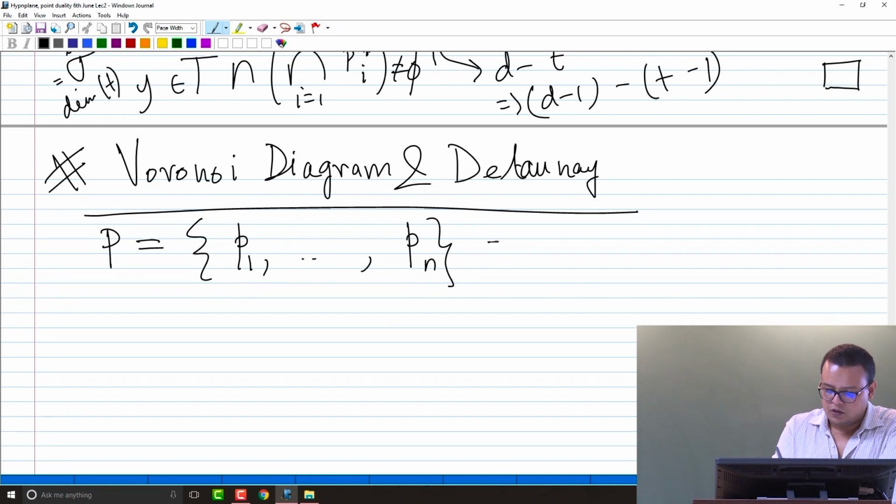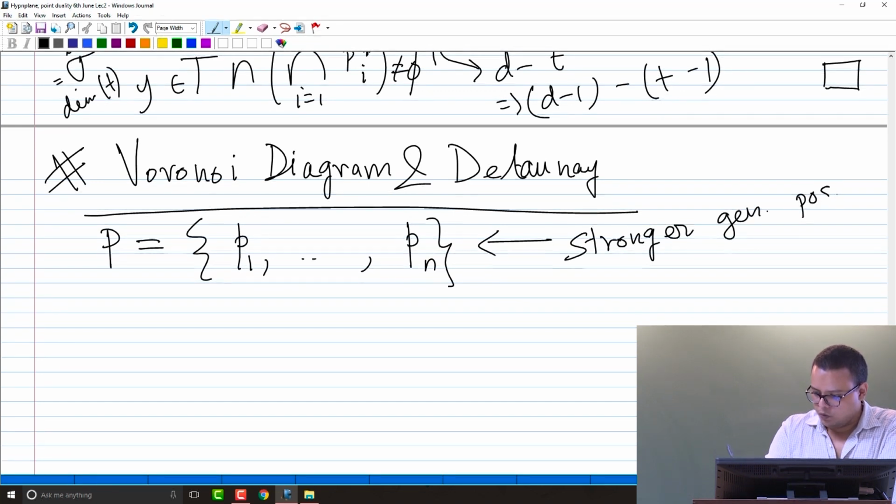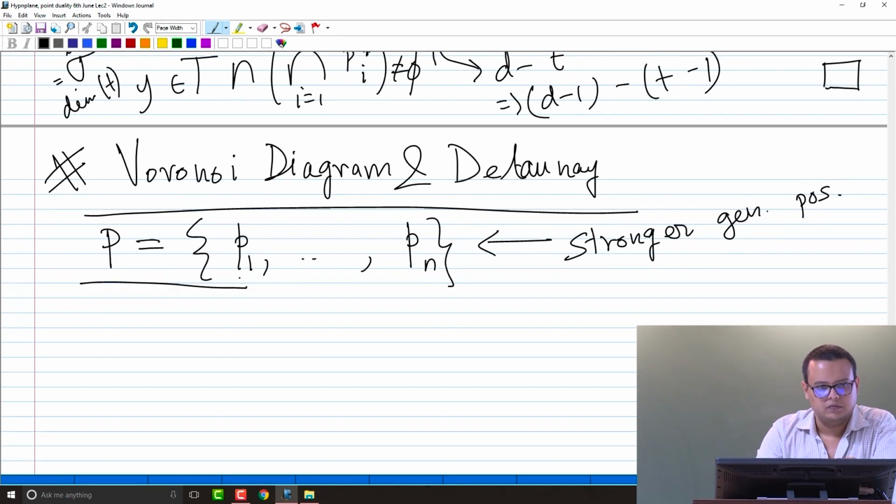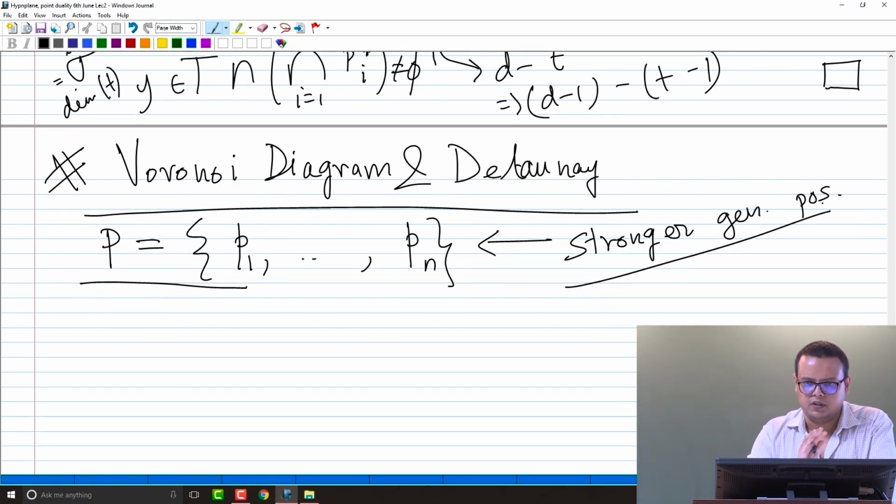Okay, so here now I will assume the stronger general position assumption, which was that any subset of size d plus 1 or lower will be affinely independent, and no sphere in R^d contains d plus 2 or more points. So, any sphere in R^d will contain at most d plus 1 points from the set P. Yeah. So, the stronger general position assumption was basically that. I will assume it now for the rest of this.